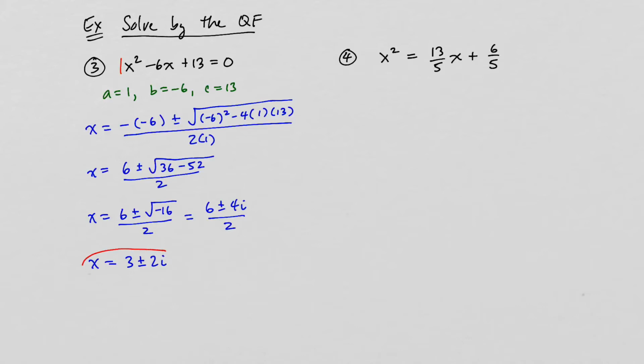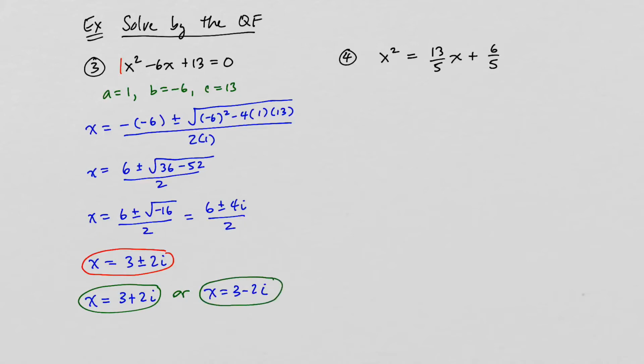You can leave your answers like this on paper, but realize there are two separate answers, and they are x equals 3 plus 2i, that's one answer, or x equals 3 minus 2i. Another thing I want you to notice about the answers is that the two answers here are complex conjugates of each other. That's not a coincidence. That always happens.